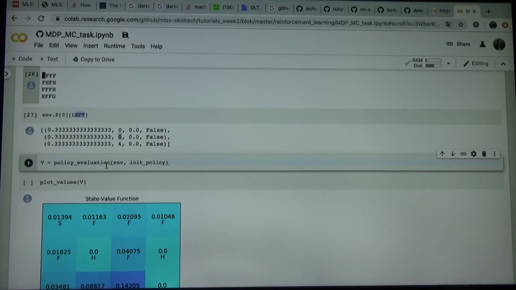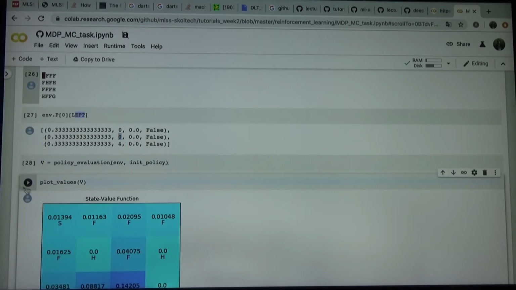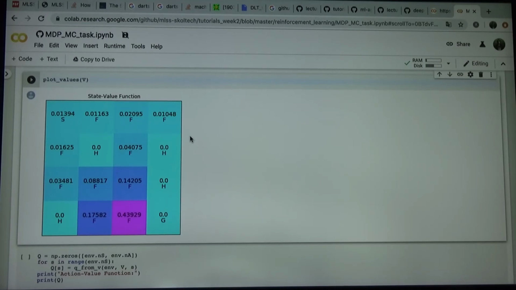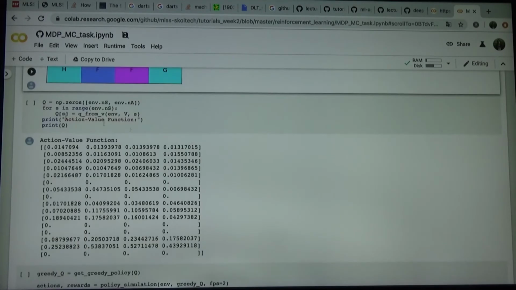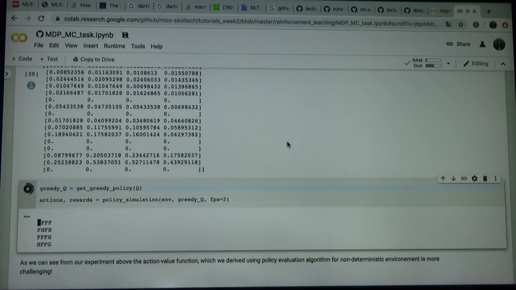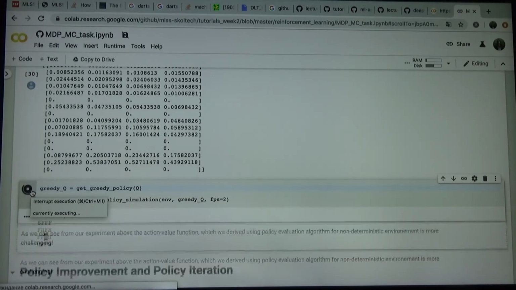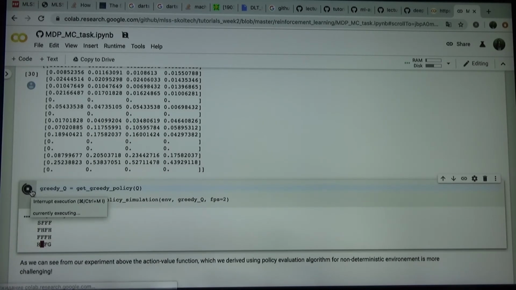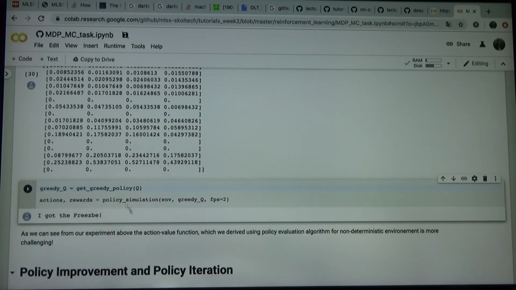So let's try to do the same thing we have been doing before. We compute the values, right? We compute the Q function. We do the greedy policy, and I can already tell you, believe me, sometimes it's going to win. Sometimes, of course, the probability of us winning is there, and yeah, actually we won.